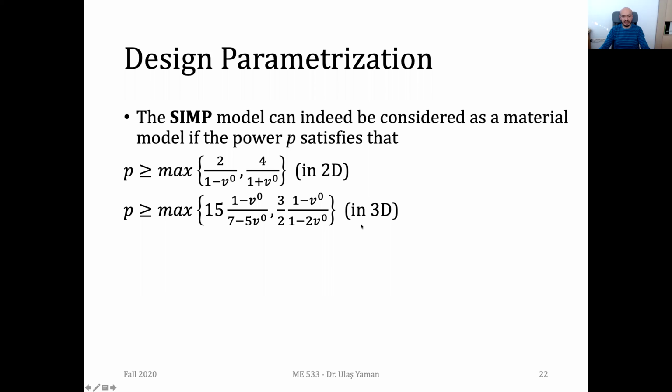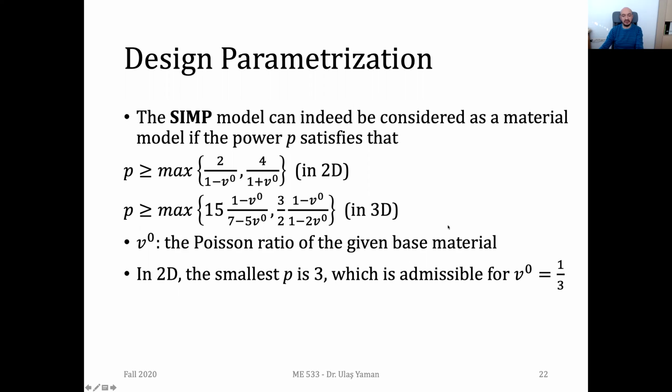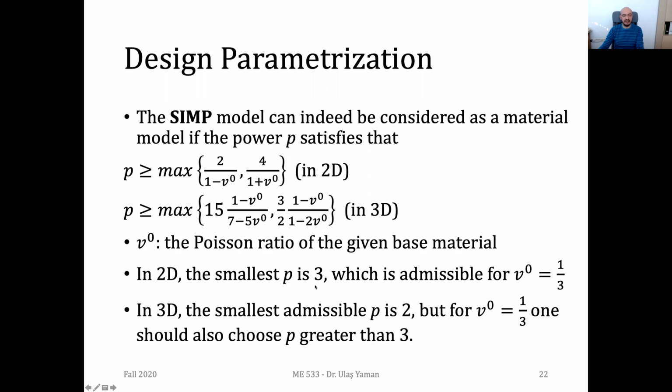And for 3D, we have a similar one, but this time the numerators and denominators are different. According to numerical analysis, for 2D, P should be at least 3 so that we can have a Poisson ratio of 1/3. And for 3D optimization, again, P is not 1, it should be at least 2, but for most cases, it is better to choose P as at least equal to 3.